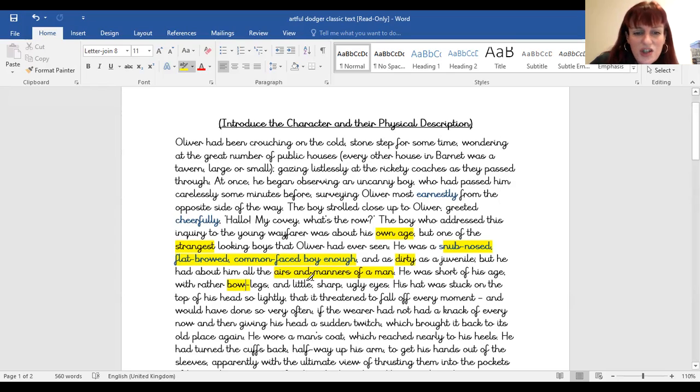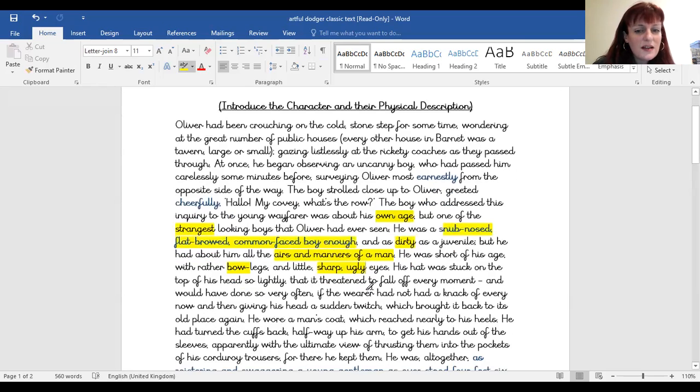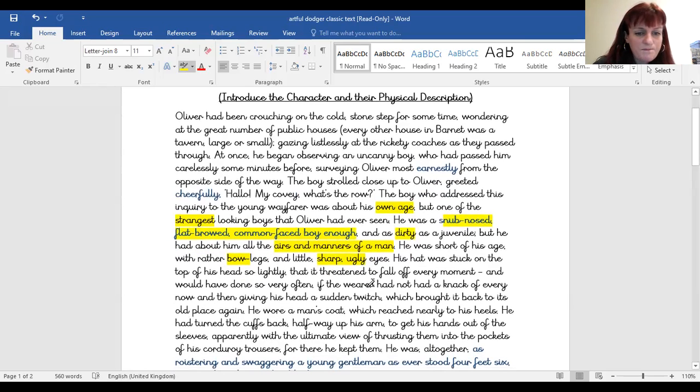It also says he has sharp, ugly eyes. Okay, so that also tells us that there is something not great about Dodger. Should we trust him? He's got these ugly eyes, he's got all these manners of a grown-up, and yet he's a child, and he's got sharp, ugly eyes. So maybe we shouldn't entirely trust him. Maybe it's a signpost that Dodger isn't quite all that he seems. So that's what he looks like.